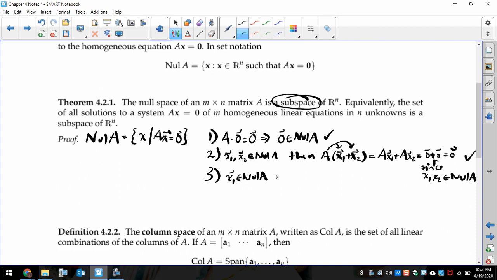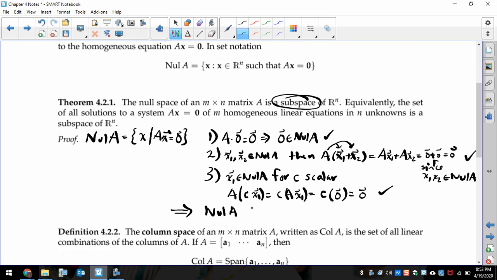And my goal here is to show that for c a scalar, A times c x1 is equal to c A x1. And since x1 is in null A, this is just the 0 vector. So remember, being in the null space means that the matrix A maps you to 0. So then this is just the 0 vector, and we're closed under scalar multiplication. So this implies that null A is a subspace of Rm.